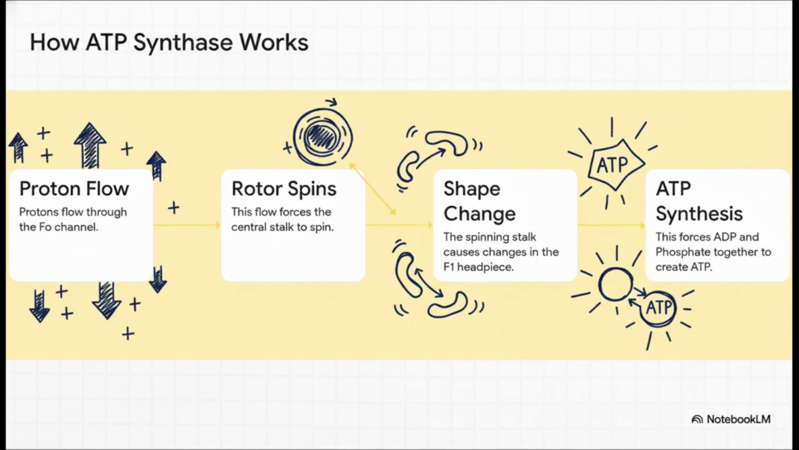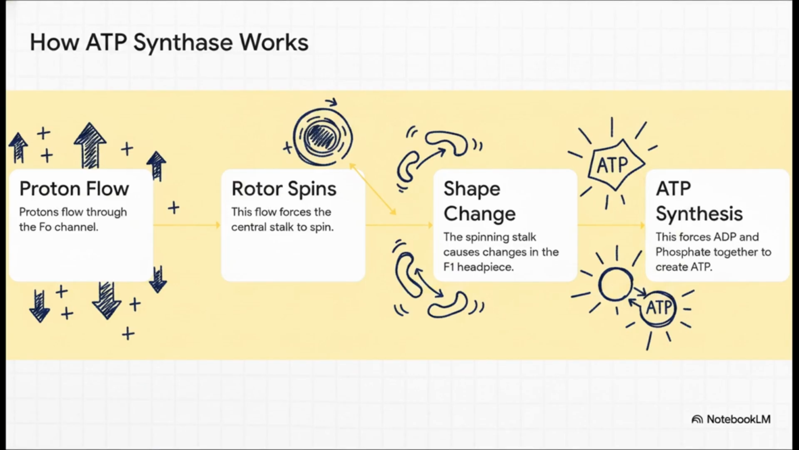So let's just walk through how this incredible engine works. First, the protons rush through the FADH motor. This physical flow of protons forces that connecting stalk to spin at an incredible speed. As the stalk spins inside the F1 head, it physically bumps into the other parts, changing their shape. And it's this mechanical change that literally forces an ADP and a phosphate molecule together, cranking out our precious ATP. It's a direct conversion of physical rotation into chemical energy.